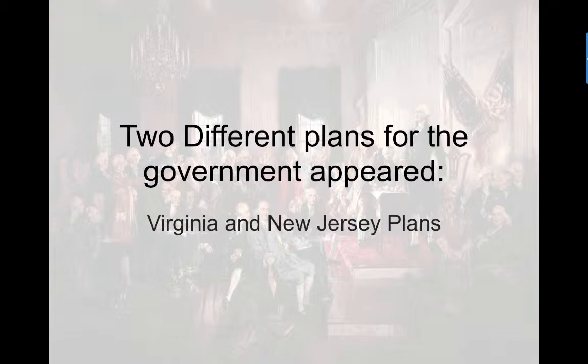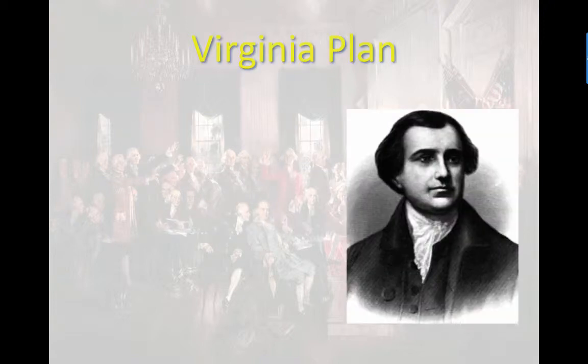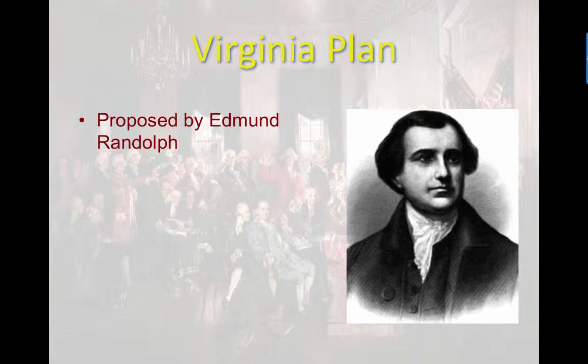As I said, two different plans for the centralized government appeared. The first plan was the Virginia Plan, proposed by Edmund Randolph, but he did not create it. The creator was James Madison. But Randolph was seen to be the most popular person there. He was the governor of Virginia and had a lot of power, so Madison wanted him to do the presentation. It was a strong central government.